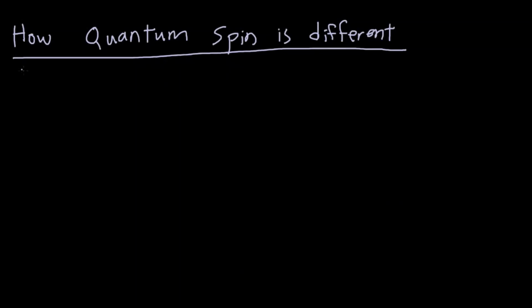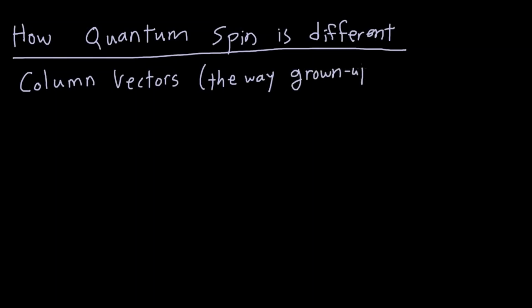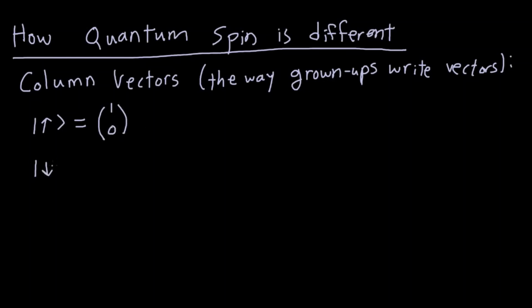All right, so now we're going to talk about one other tiny little thing, column vectors, which is just the way grown-ups write vectors. It's actually very simple. This spin-up vector, grown-ups write it with a 1 on top of a 0. And they write the spin-down vector with a 0 on top of a 1.